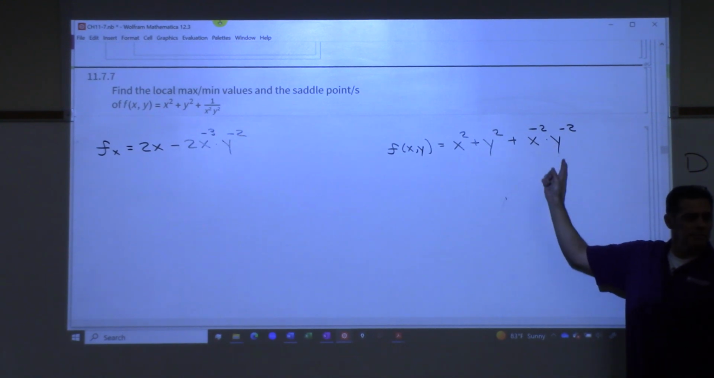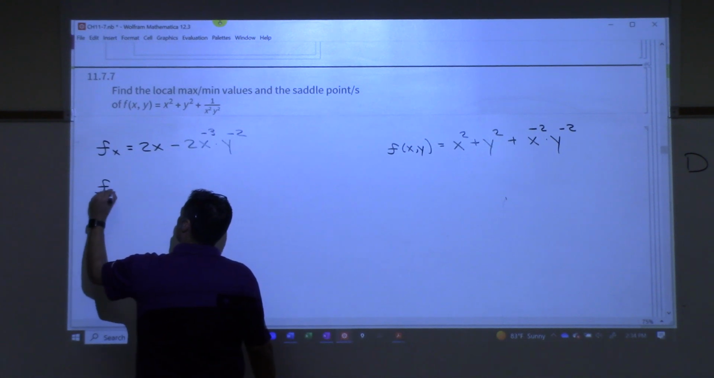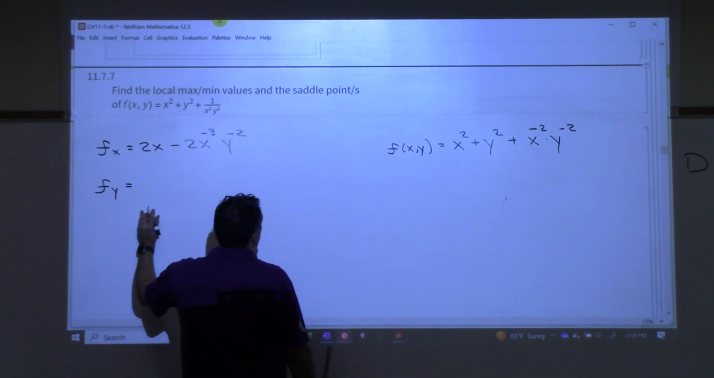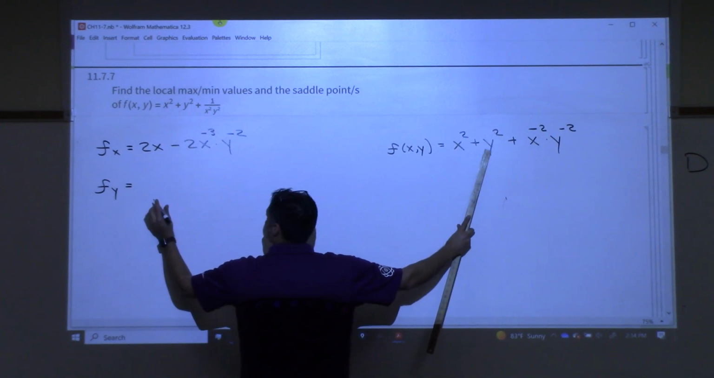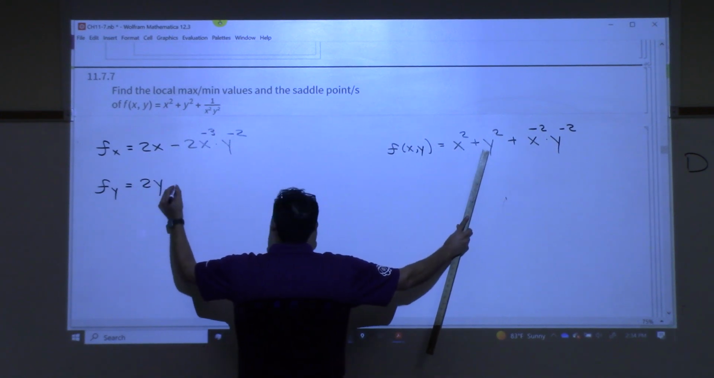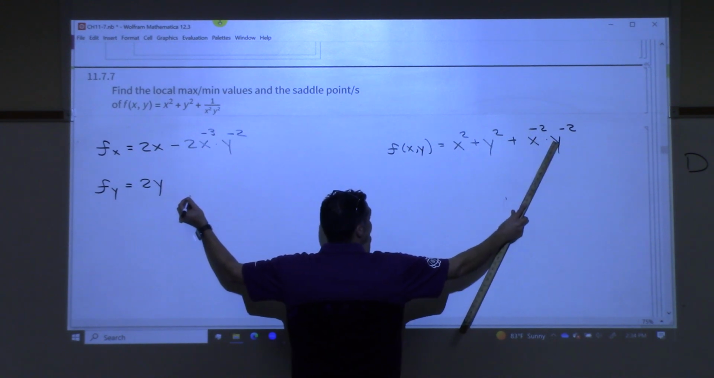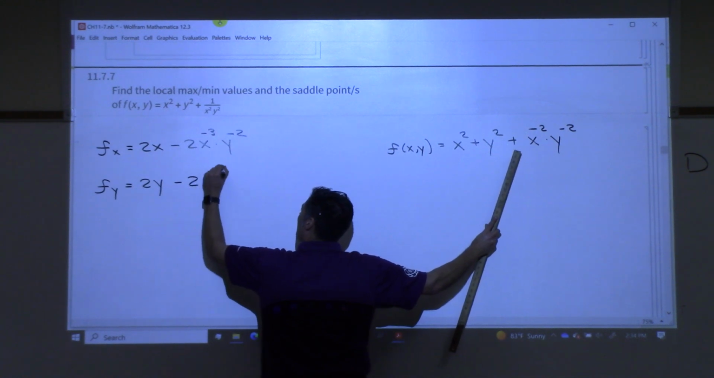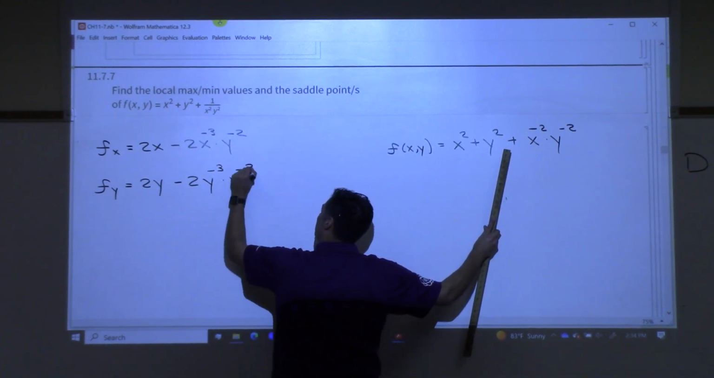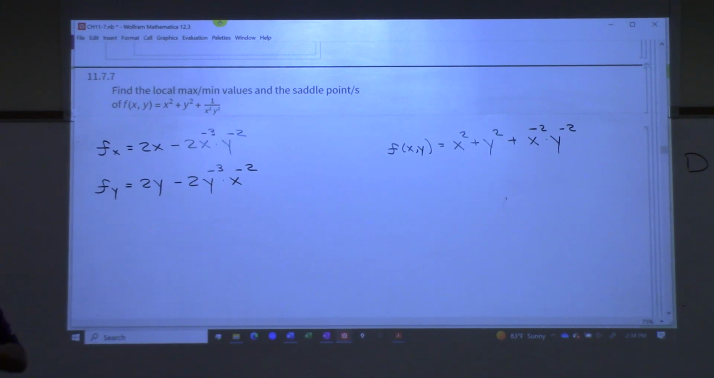Understand that? I'm going to take the partial of this with respect to y, and kind of the same thing happens. This goes to 0, that's 2y. And then on this one, this time we leave the x to the negative 2 alone, and we take the derivative of this, which gives you the negative 2y to the negative 3 times x to the negative 2. Y'all see it's like the same kind of pattern, just a little bit different on the variables?